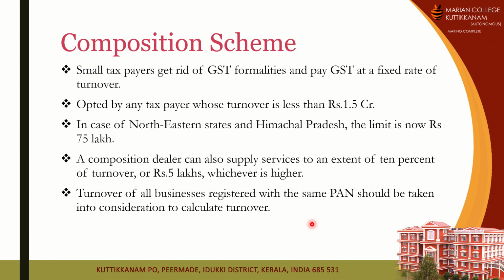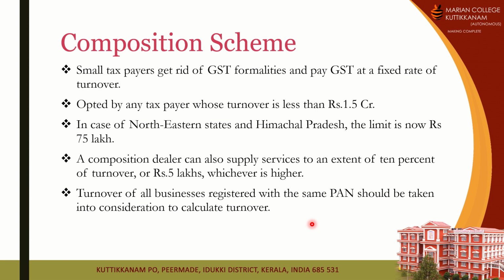Okay, so composition scheme is a particular scheme opted by any taxpayer whose turnover is less than 1.5 crore rupees. If my turnover is less than 1.5 crore, then I am able to opt for this composition scheme. Normally it is less than 1.5 crore, but in the case of northeastern states and Himachal Pradesh, the limit is now rupees 75 lakh.